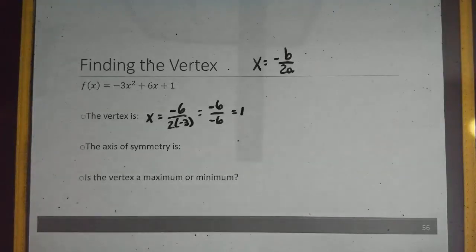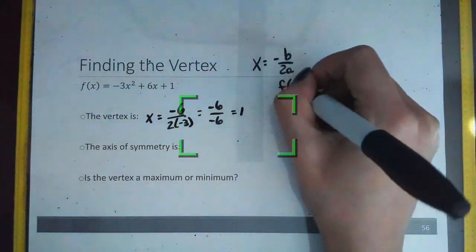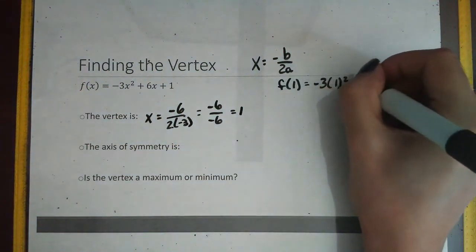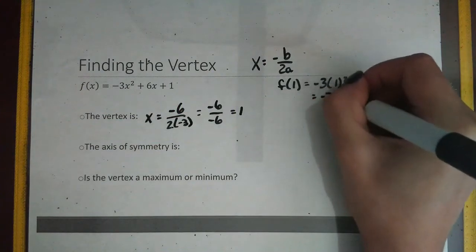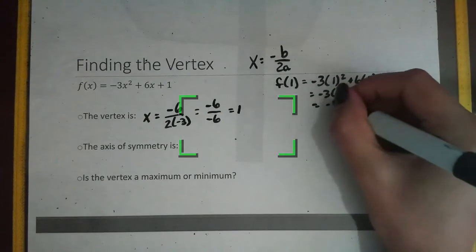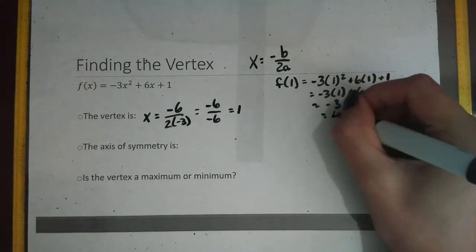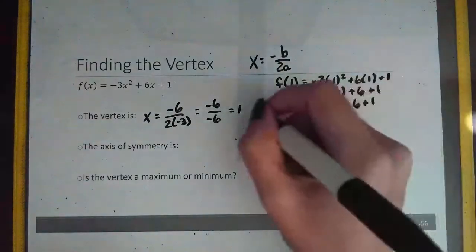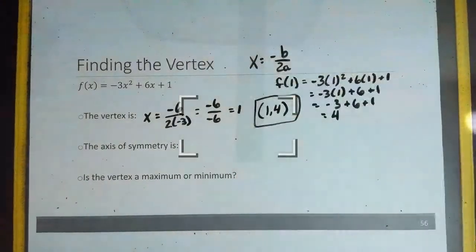So I need to plug 1 into this equation. So f of 1 is equal to negative 3 times 1 squared plus 6 times 1 plus 1, which is negative 3 times 1 plus 6 plus 1, which is negative 3 plus 6 plus 1, which looks like 4. So we have our x value and our y value. So (1, 4) is going to be our vertex.